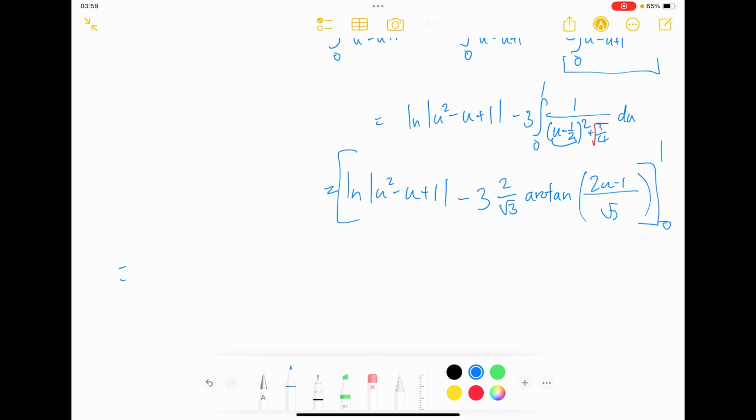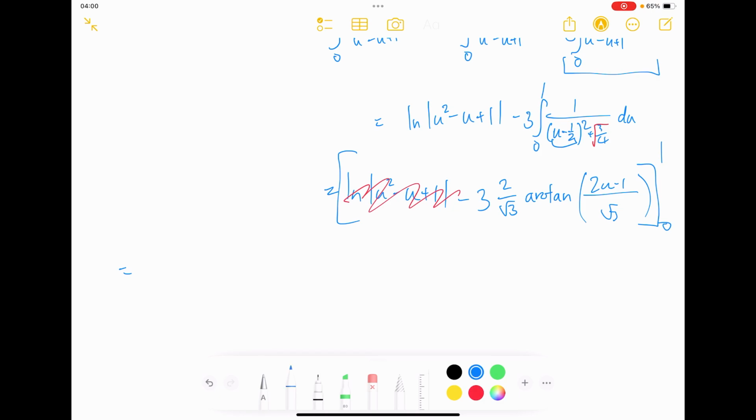What happens if I do the 1? So if I do 1, let's check out the natural log first. If I do 1, it will give me natural log of 1, which is 0. If I do 0, it will also give me natural log of 1. So that just goes away.